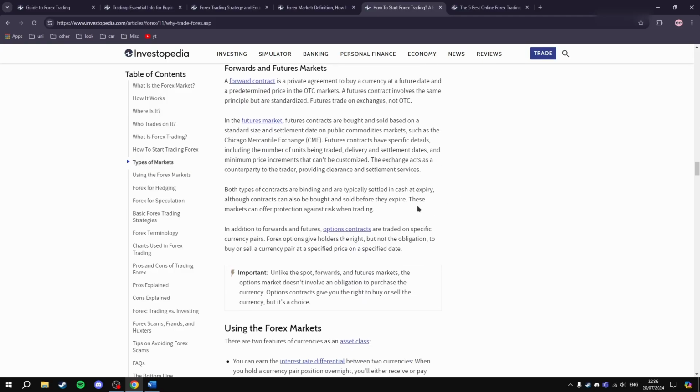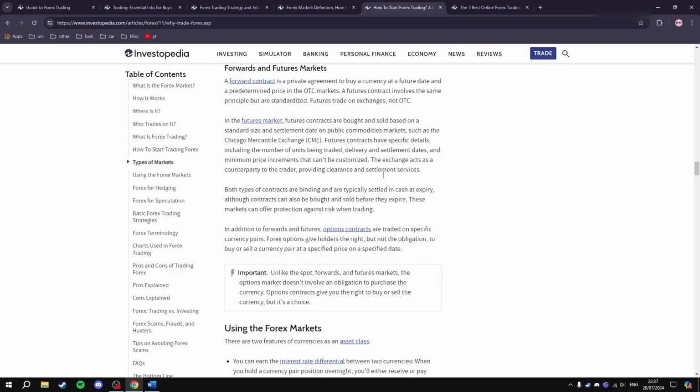Okay, so forwards and futures markets. Forward contract is a private agreement to buy a currency at a future date and a predetermined price in the over-the-counter markets. A futures contract involves the same principle but are standardized. Futures trade on exchange, not over the counter.